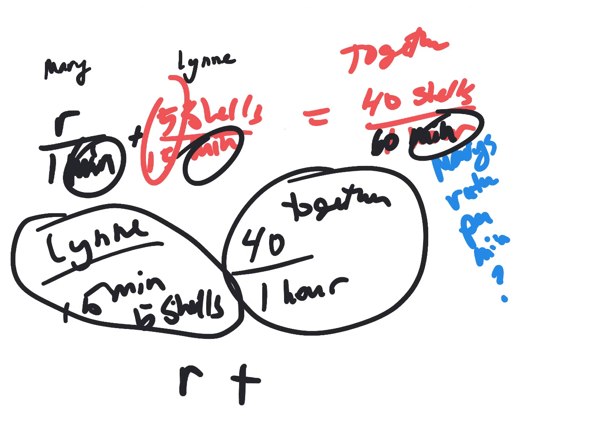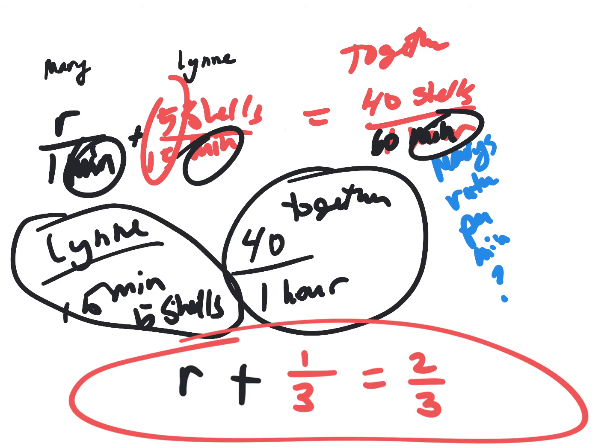And I'm going to say 5 goes in there once over 3. And then equals 40 and 60. Oh, that's going to simplify real nice. 4, 6, 2/3. Look at that. Nice and easy. So I'm going to subtract from one side, and I get R equals 1/3.